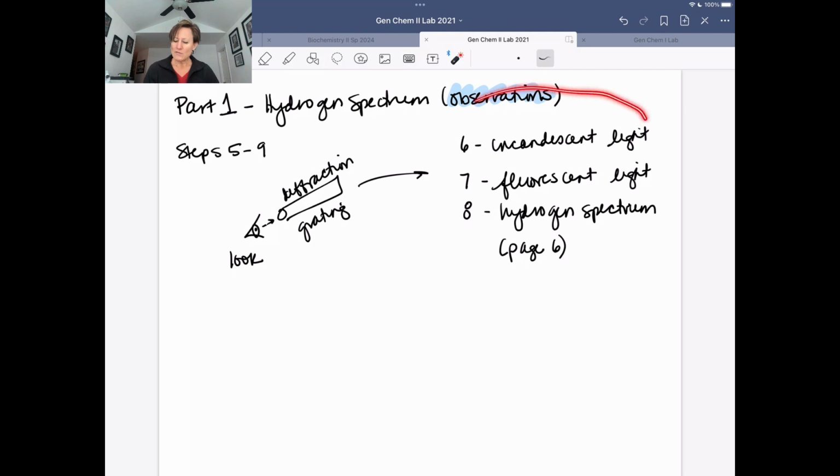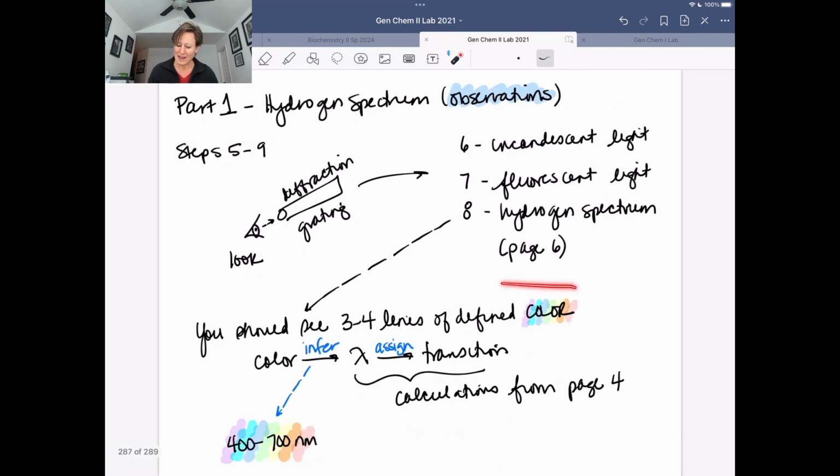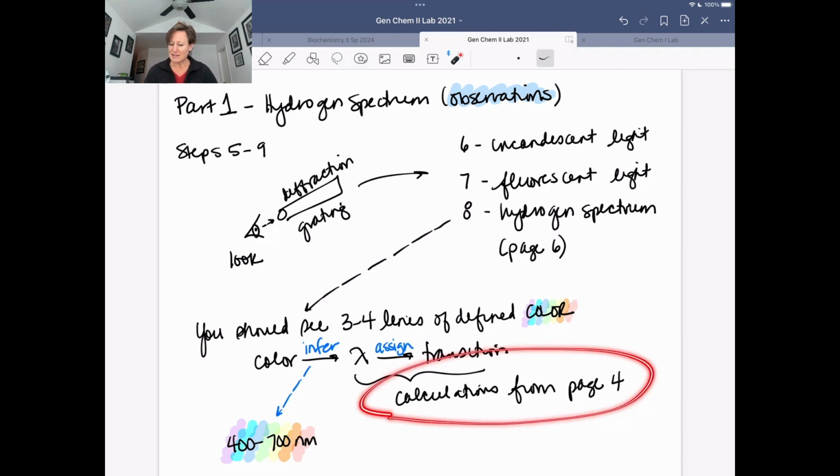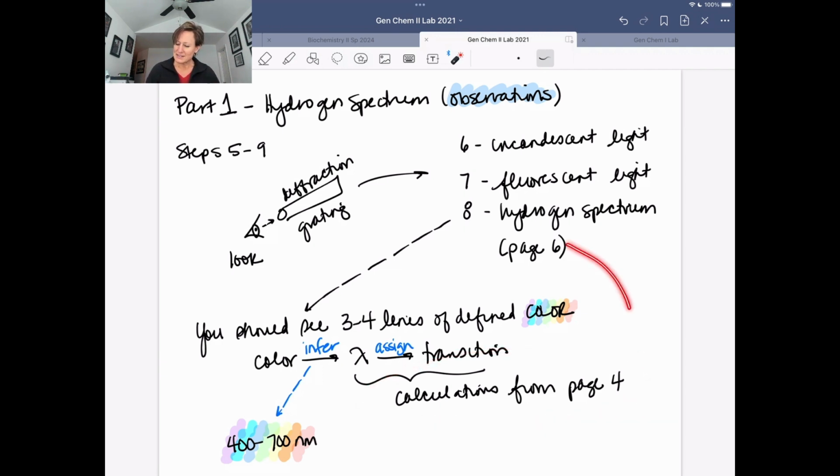Okay, now all of these, we're just going to be making observations about what you see. And I'm not going to give you any hints right here. I want you to see it as you're going to see it, but you're going to write down observations for what you see. And then on page 6, you're going to see that there's a space where you are going to write down, you will actually see 3 to 4 specific lines of a defined color. Okay, and then what you need to do is on page 6, you're going to relate calculations from page 4 to the observations that you see with that hydrogen spectrum.